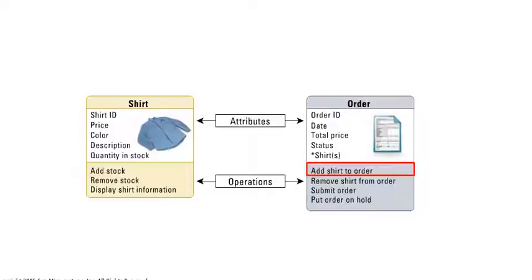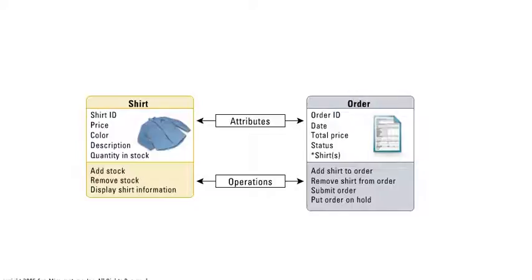We also need to identify some operations for the order object. For instance, we're going to have to be able to add shirts to the order. So the user's filling out the order form and they're going to be buying shirts. Every time they say they want a shirt to add to the order, we'll call this operation and have the shirt added. Let's say the user decides they don't want a particular shirt. We'll need to be able to remove that shirt from that order. So that's another operation we'll have to define.